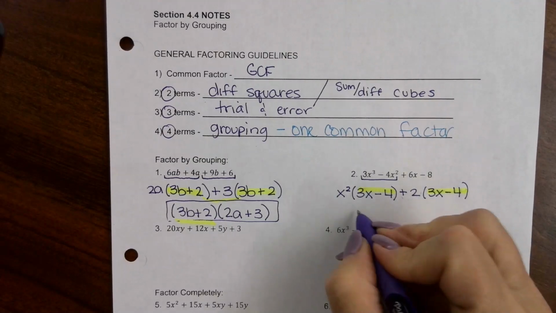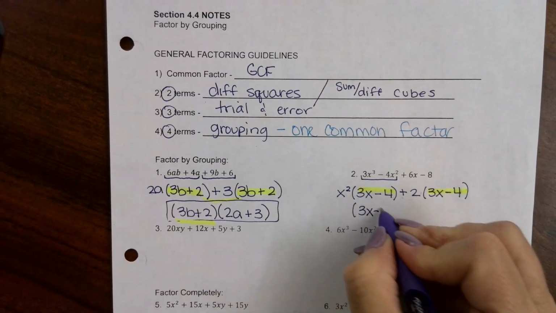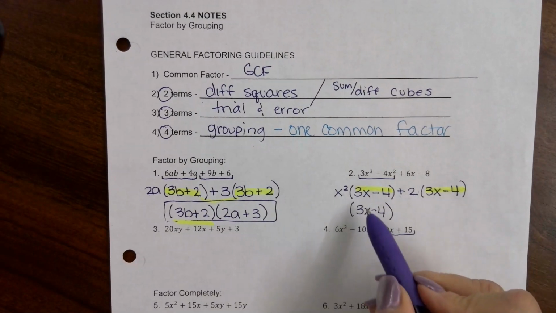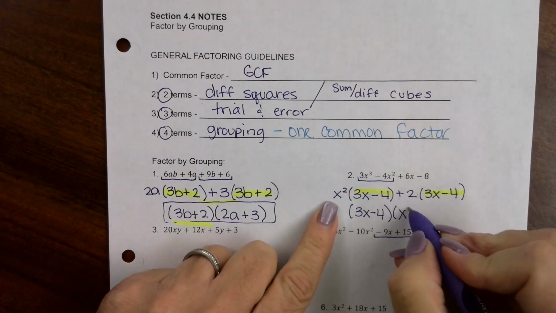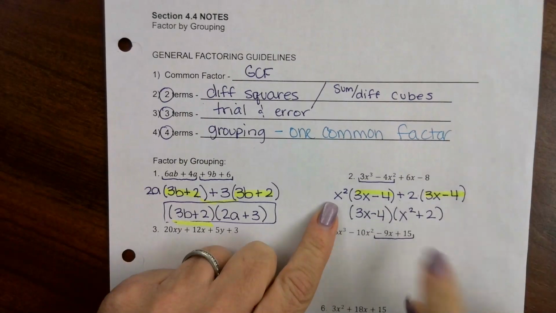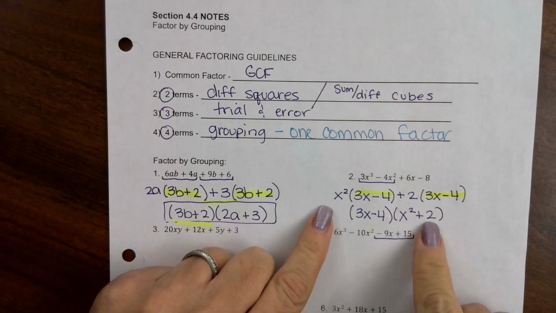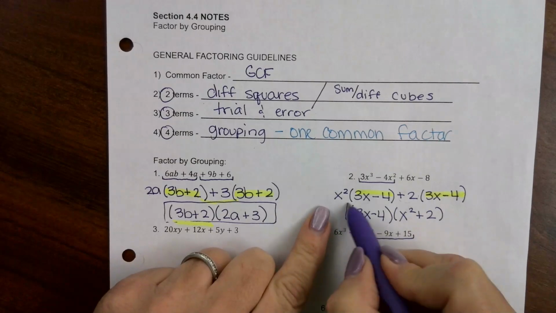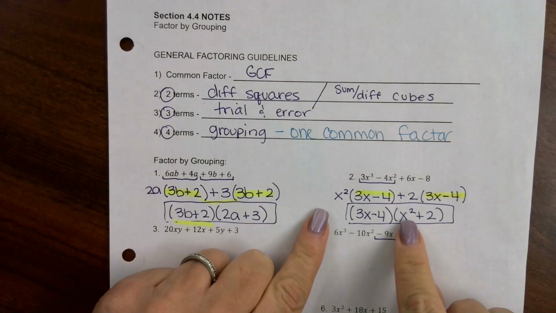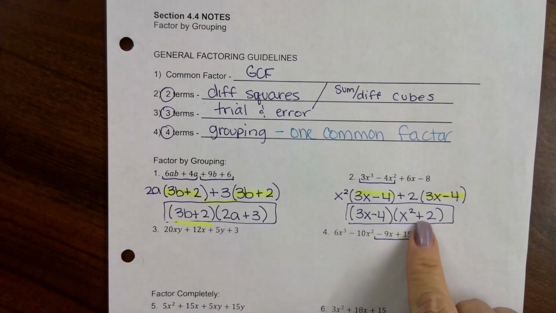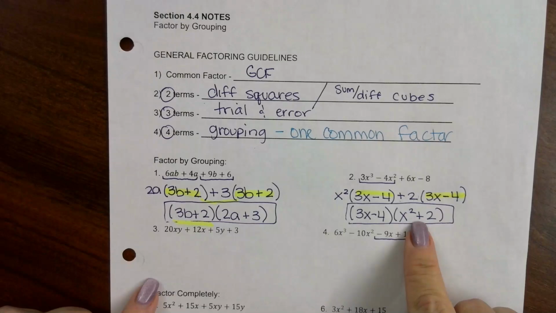So I pull out my common factor, and then I combine what's left. So x squared plus 2. This is not a perfect square, so I'm done. Won't go any farther. And you have to check that, right? You have to see, okay, if I have two terms here, is this a perfect square and is it a difference, and can I keep going, right?